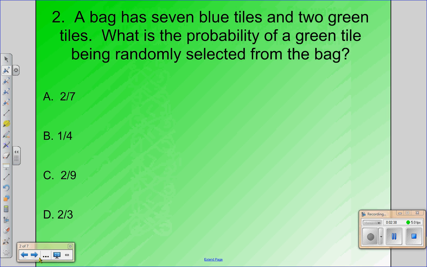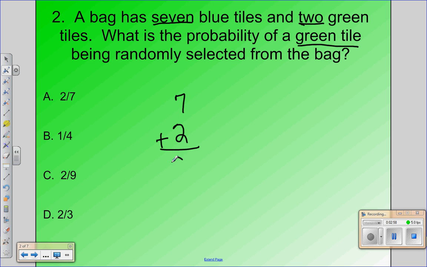Alright, moving right along, example number 2. A bag has 7 blue tiles and 2 green tiles. What is the probability of a green tile being randomly selected from the bag? So the first thing you have to think is, okay, how many tiles are in the bag total? So we have 7 blue tiles and 2 green tiles. Well, 7 plus 2 is going to be 9.